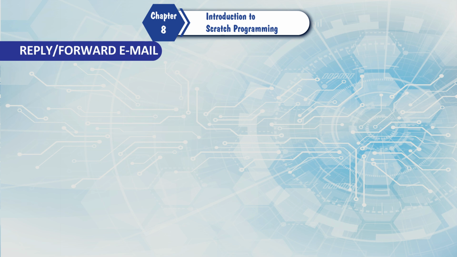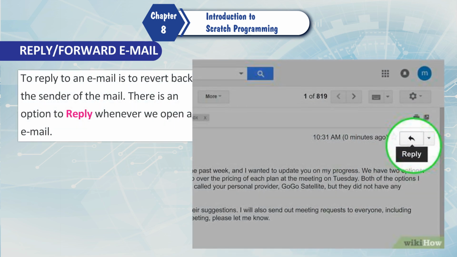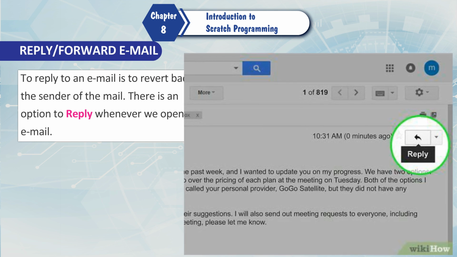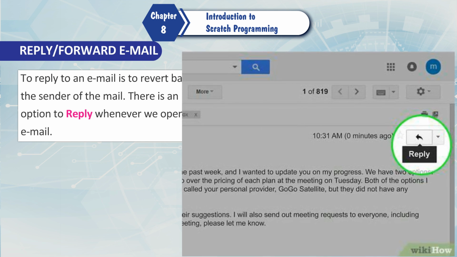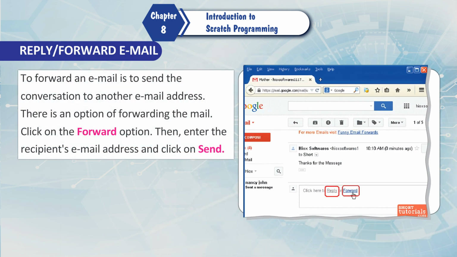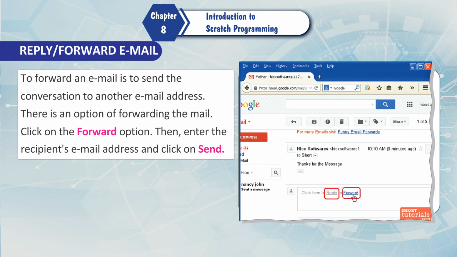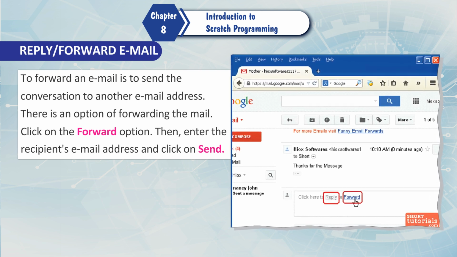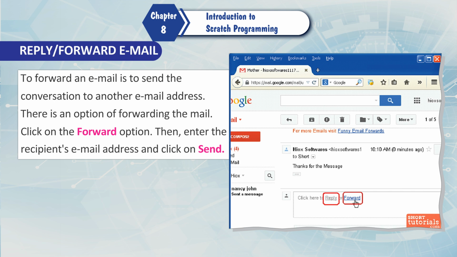Reply, forward email. To reply to an email is to revert back to the sender of the mail. There is an option to reply whenever we open an email. To forward an email is to send the conversation to another email address. There is an option of forwarding the mail. Click on the forward option, then enter the recipient's email address and click on Send.